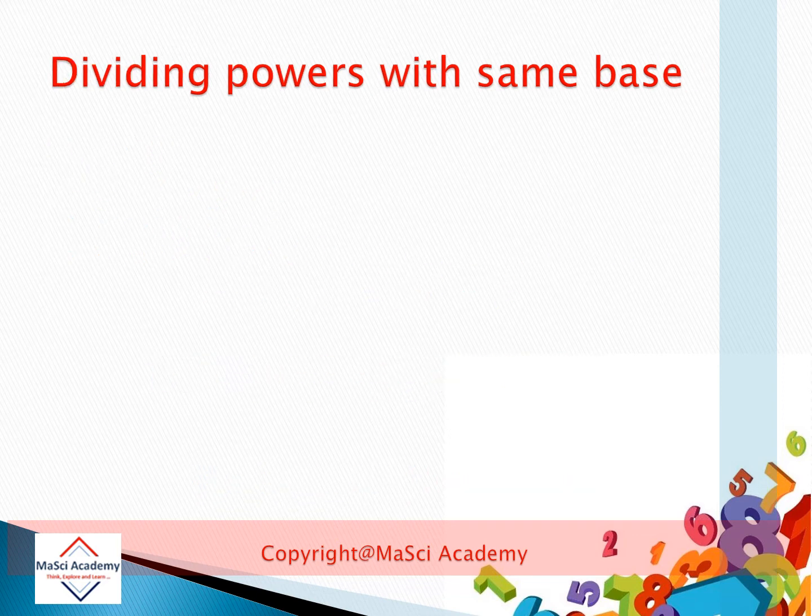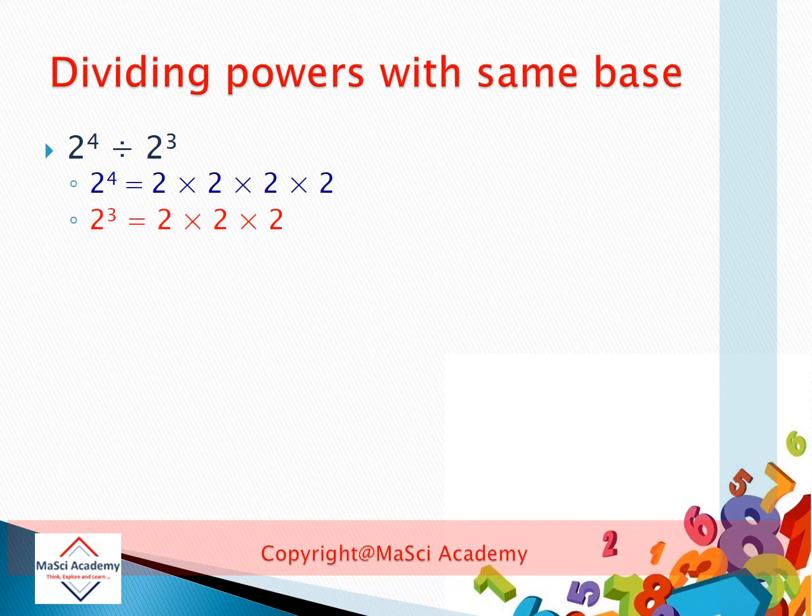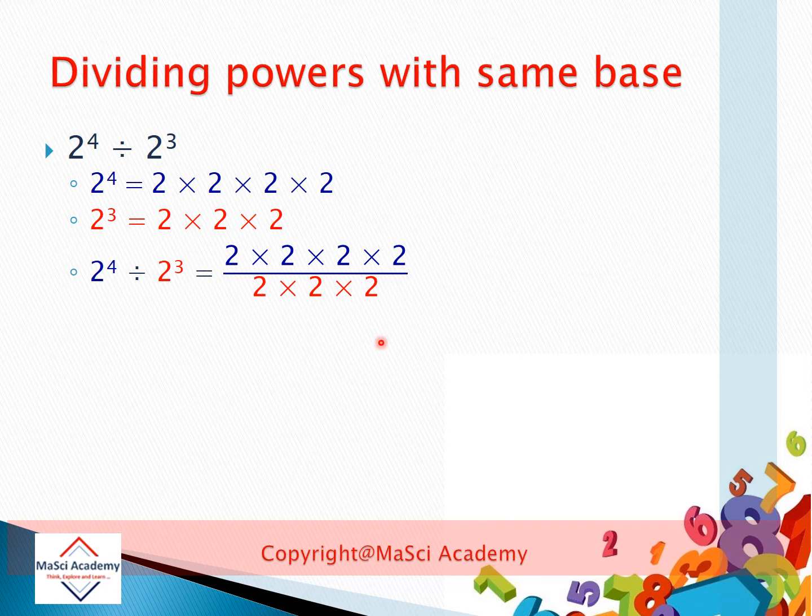Now what do we do in case of division? For example, 2 to the power 4 divided by 2 cube. Again, two numbers with the same base but different powers are being divided. 2 to the power 4 is 2 multiplied by itself 4 times and 2 cube is 2 multiplied by itself 3 times. So 2 to the power 4 divided by 2 cube becomes 2 multiplied 4 times divided by 2 multiplied 3 times.